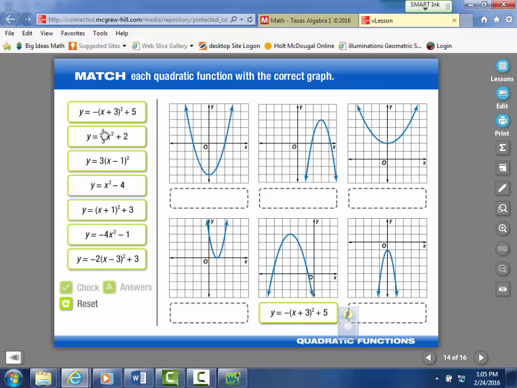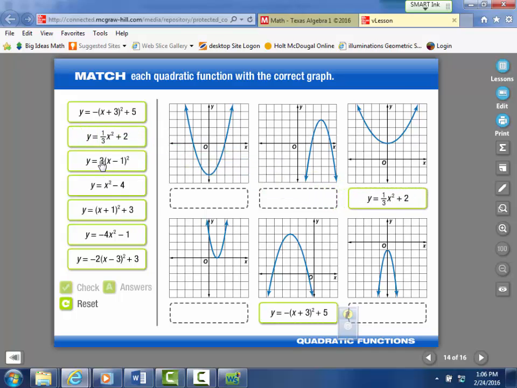Okay, so then we have this one is positive, so it should be opening up, and it just moved up 2. Let's see, so positive, but it's down 1, 2, 3, 4. This one went up 2. And this one did not go up at all, so it must be that one.